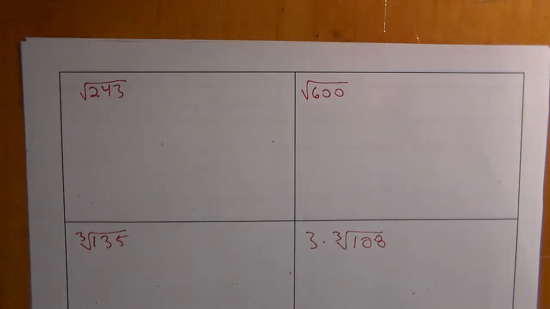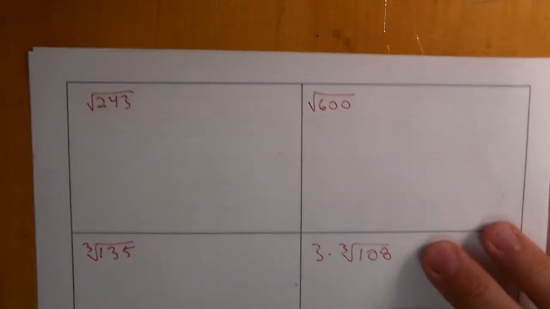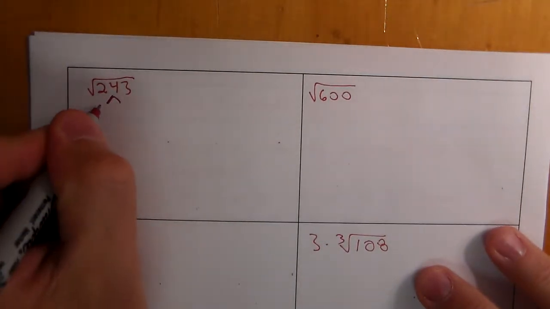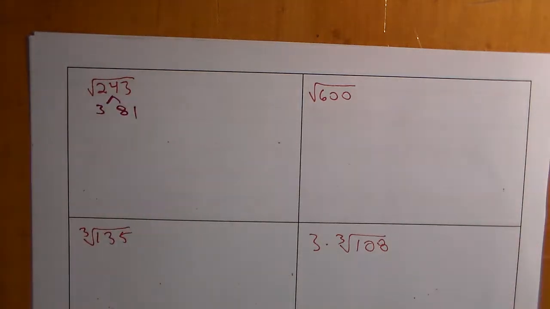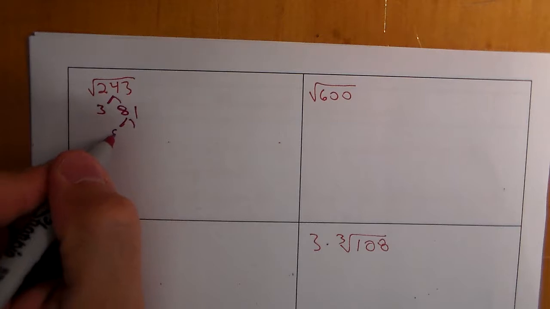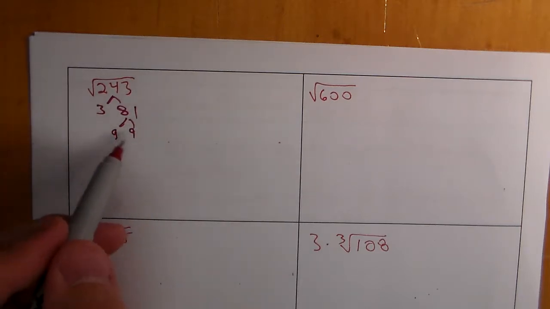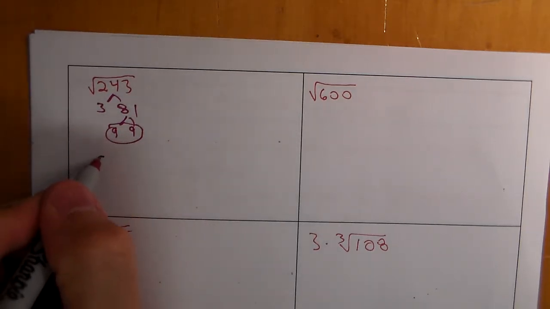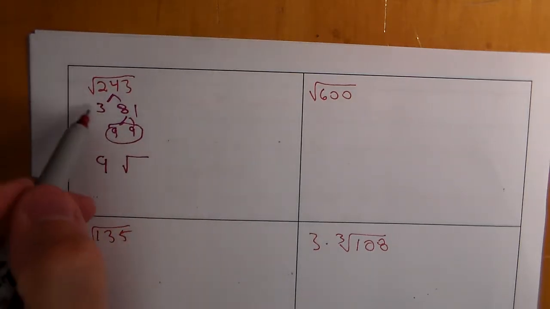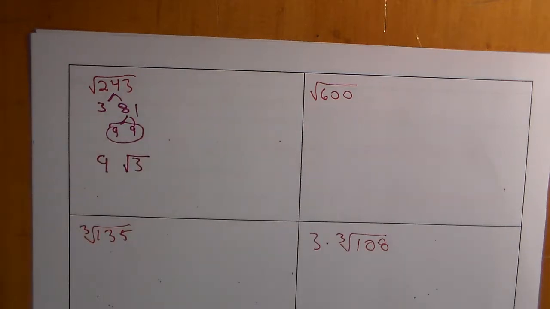So let's go to 243. 243 is 3 times 81. Now, if it's square root, I'm looking for a pair of numbers. 9 and 9 is a set. They match. I don't need to factor them further. They match right there. So that 9 comes out. On the inside, 3 is left over. So that would be 9 root 3.